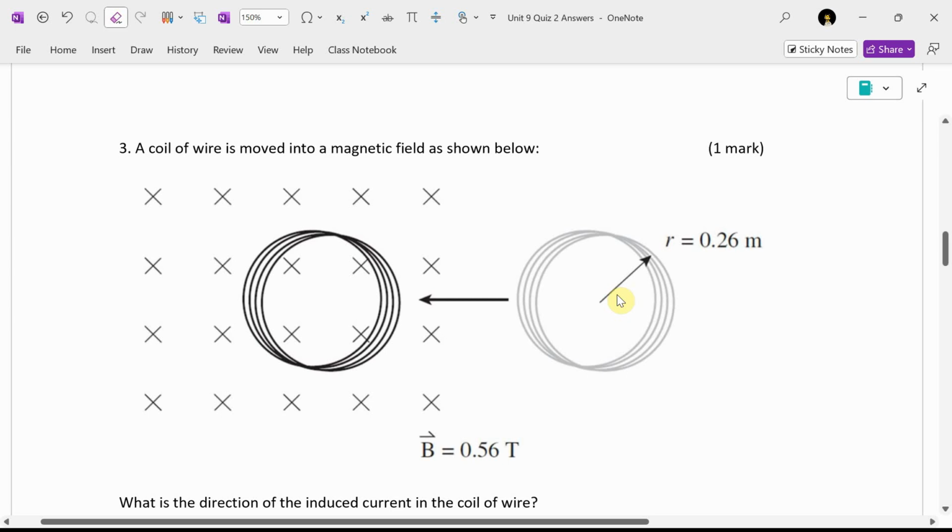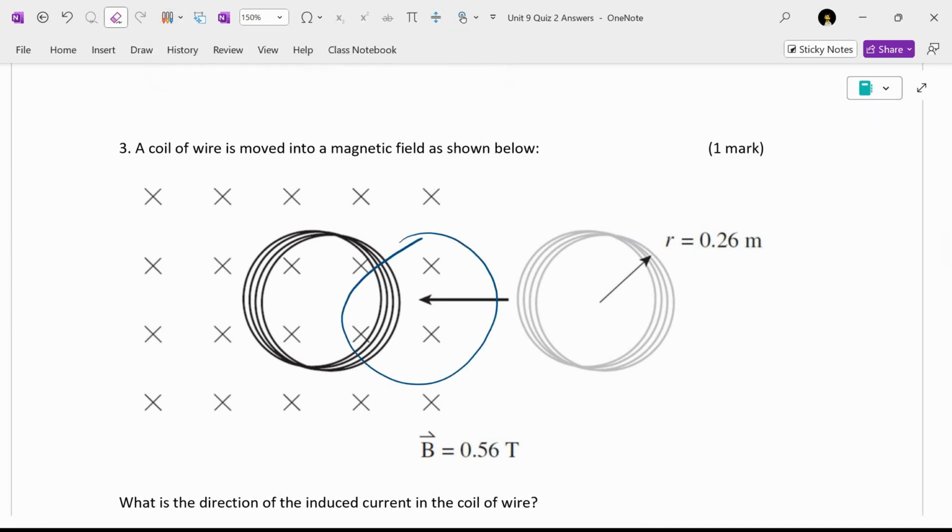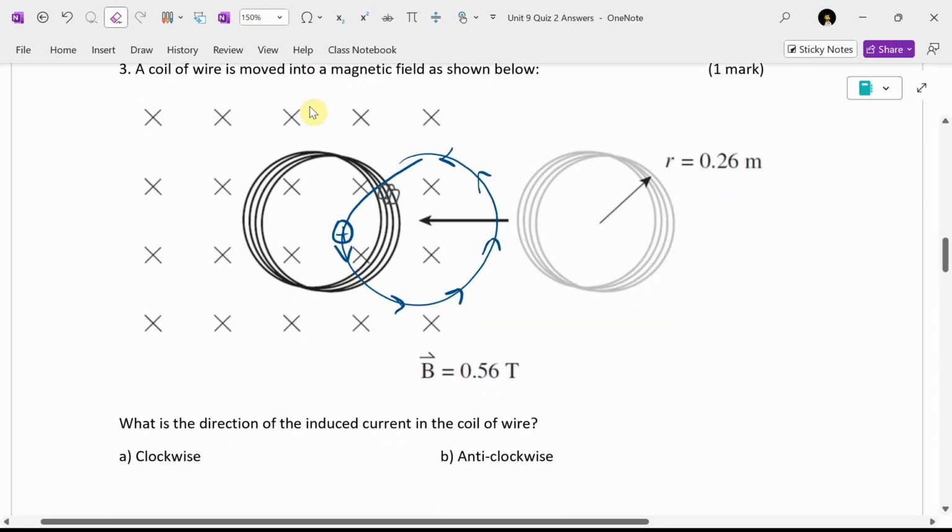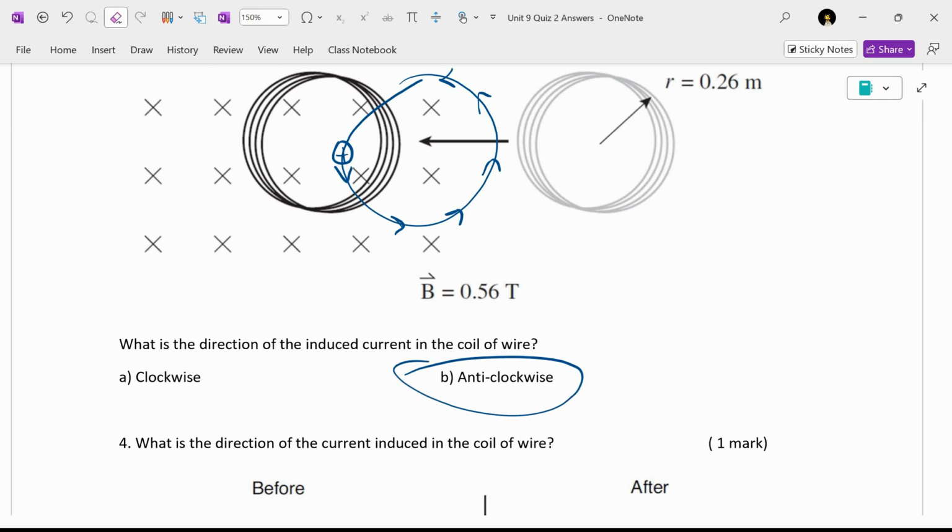Here, what I tend to do is I imagine the coil halfway, right there. Half of it is in, half of it is out. And I look at the section that's in, and I put a proton on the front of it. What direction is that proton traveling? To the right. What direction is the magnetic field? Into the page. This proton is going to feel a force downwards, which means the current is going to be, as it enters, going in that direction. Is that clockwise or counterclockwise? That is anti-clockwise.